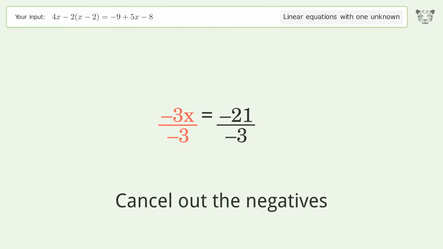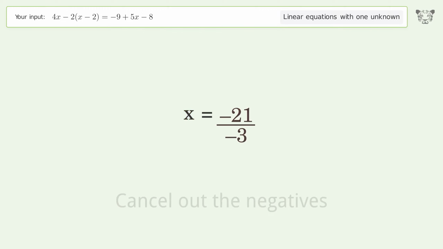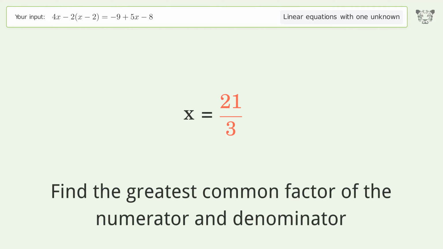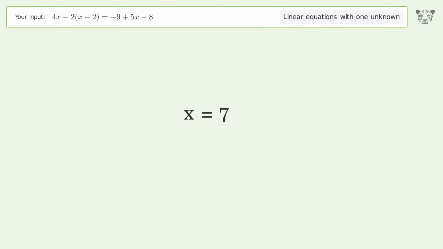Cancel out the negatives. Simplify the fraction. Cancel out the negatives. Find the greatest common factor of the numerator and denominator. Factor out and cancel the greatest common factor. And so the final result is x equals 7.